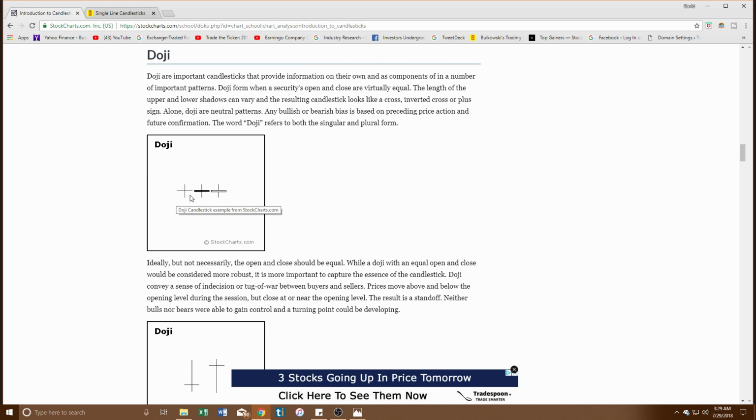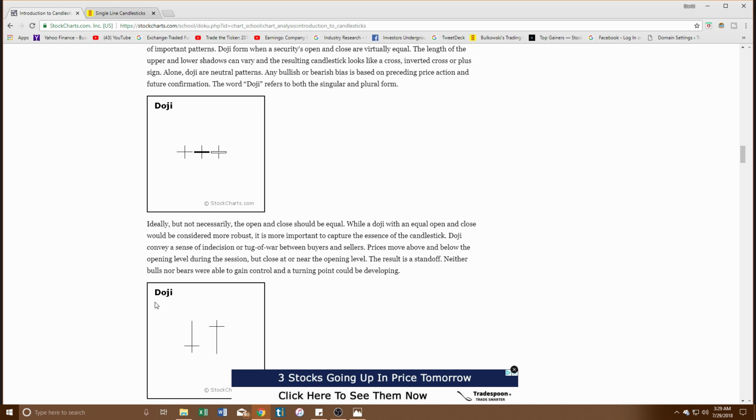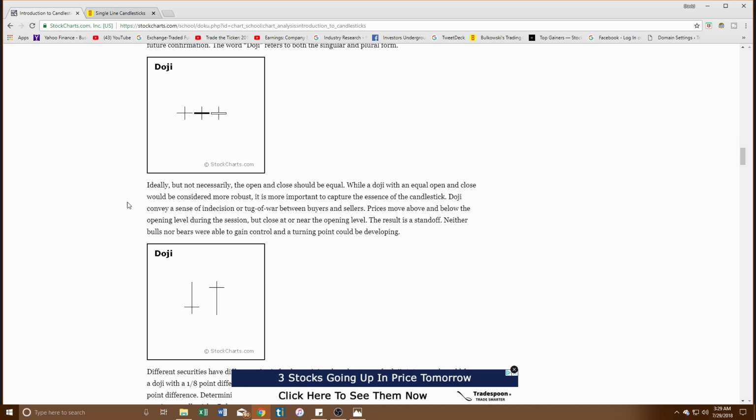Doji, same thing as spinning tops, but there's really no body on these charts. It's just a line. So the price opened and closed right at the same price. You got the doji here, and you got a long doji here. Ideally, but not necessarily, the open and close should be equal. A doji with an equal open and close would be considered more robust. It is more important to capture the essence of the candlestick.